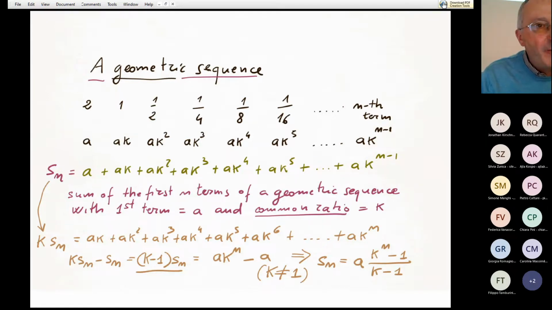How many of you know the geometric sequences and series? Okay, feedback from home? What about geometric sequences and series?